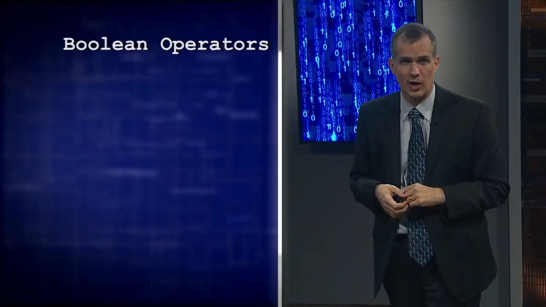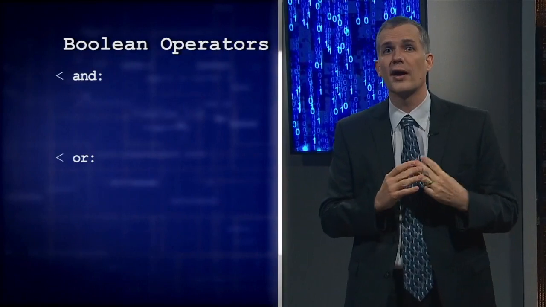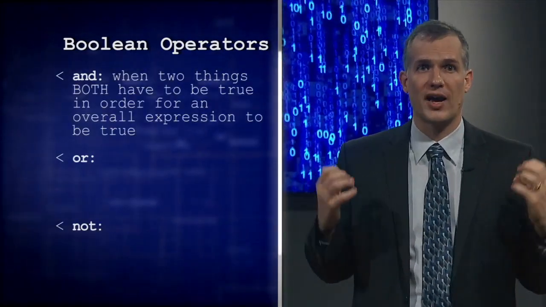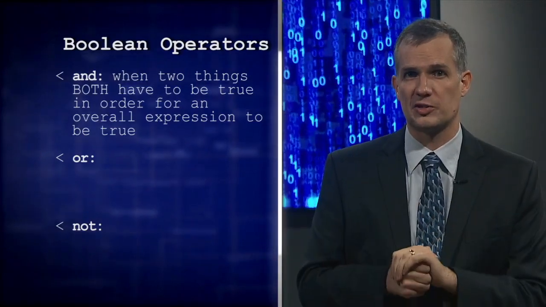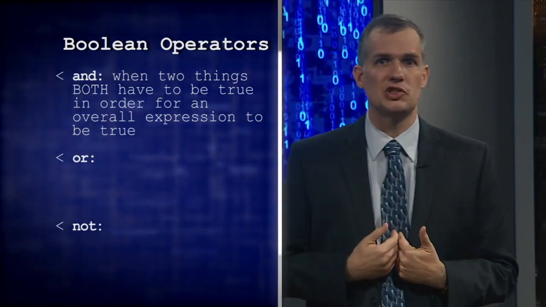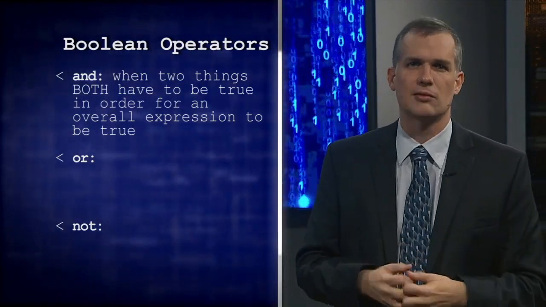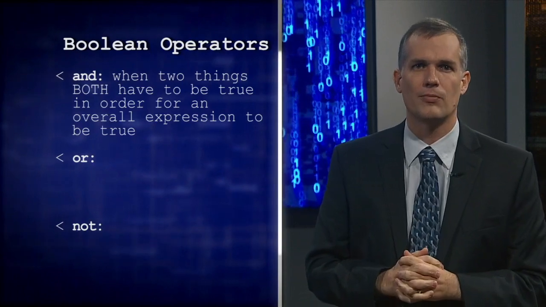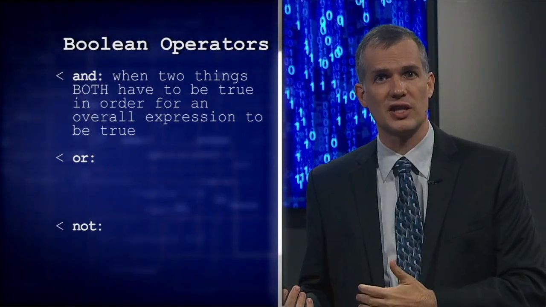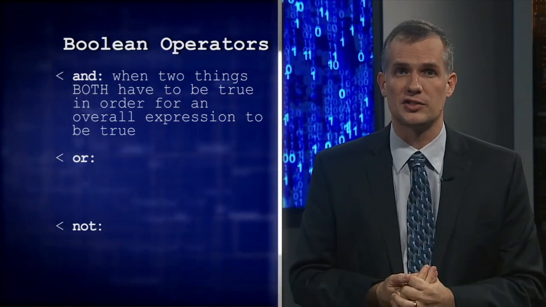So it turns out that we can combine conditions using some simple Boolean logic. The three Boolean operators we'll care about most are and, or, and not. We use the and operator when we want two things to both have to be true in order for an overall expression to be true. For instance, if I say, my name is John and the moon is made of green cheese, that would be a false statement overall. Although the first part is true, my name is indeed John, the second part is not, and so the overall statement is false.